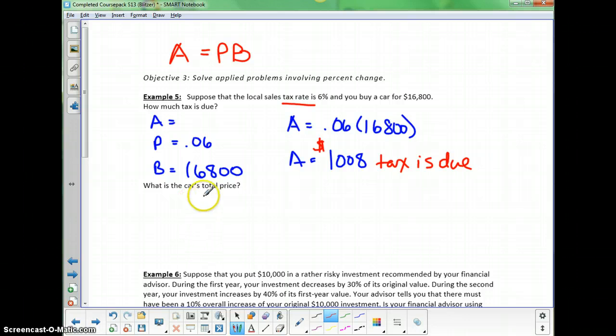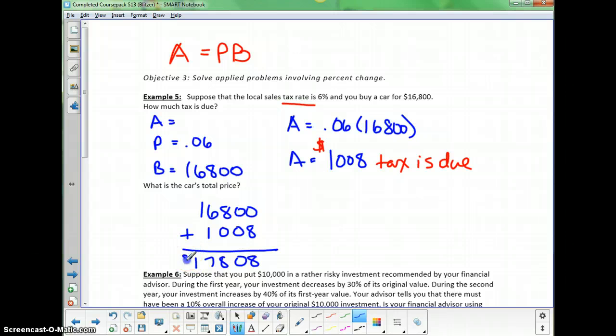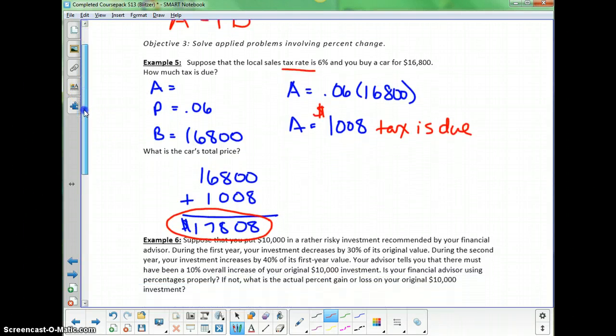And then what's the car's total price? Well, I already had to pay $16,800. Now I've also got to pay an extra $1,008 in tax. So let's add those up. So the total price of my car is $17,808. Okay, let's look at the next example.